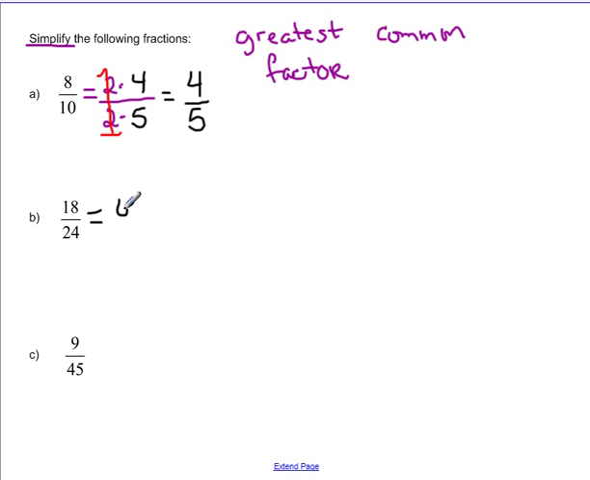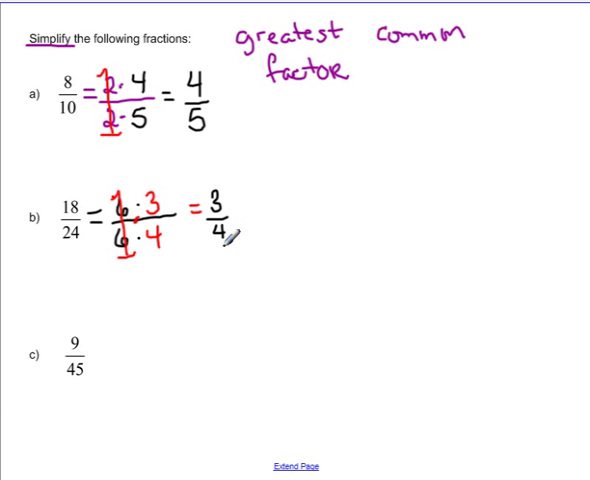So I'm going to rewrite both the numerator and the denominator with that 6 common factor. I'm going to rewrite 18 as 6 times 3 and 24 as 6 times 4. And so once again I see this 6 over 6. 6 over 6 is another fancy way of writing the number 1. Numerator and denominator are exactly the same. So now we have 1 times 3/4, which gives us the final answer of 3/4.